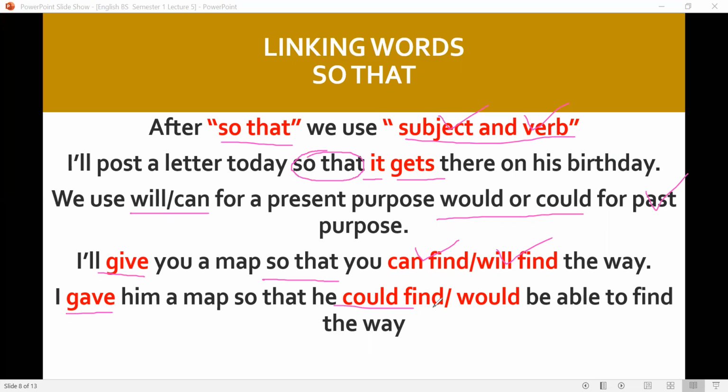If you use could, you could find the way. But if you use would, the structure would be able to find the way. If you prefer would over could, then the structure would be able to find the way. Be very careful about the use and structure after that particular word. After so that, you have to use subject and verb. Without subject and verb, the structure would be incomplete and confusing.